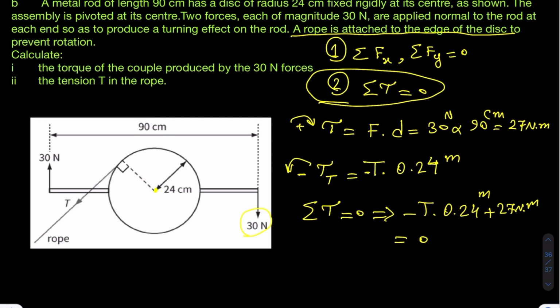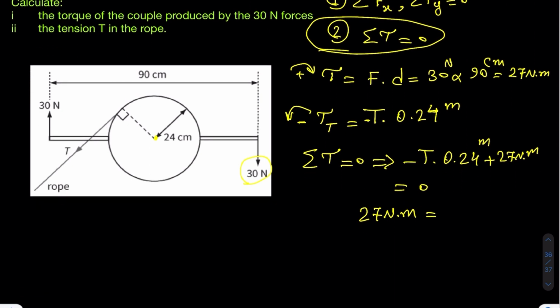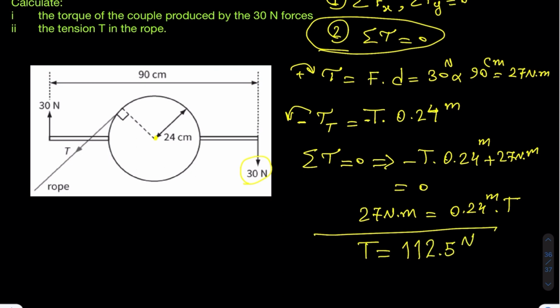So that means 27 Newton meters must be equal to 0.24 meter times T, which T here will be equal to 112.5 Newton, and that is the answer, the tension force in this rope.